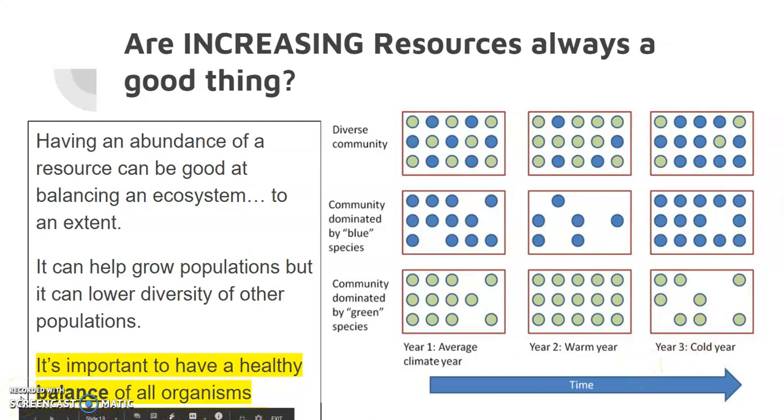Think about what this would do to the full ecosystem if that species was to disappear or decrease significantly if there's no other species to take its place.